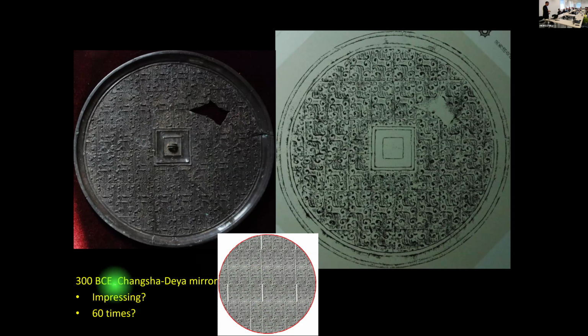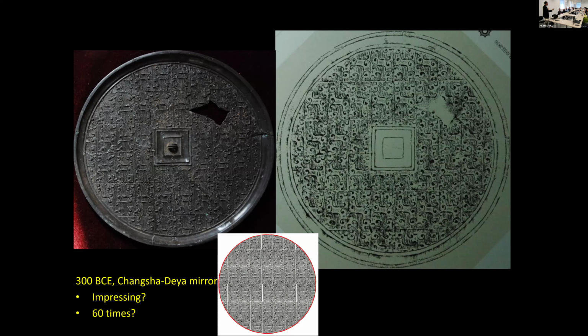This is a mirror, also dating to 300 BCE, from Changsha, Deya Cun. This is the rubbing of this mirror. If you only look at this single mirror, you might argue that they just produce a mold and then use a stamp that looks like this, the rectangular component mold, and stamp on the mold, for example, 60 times, and you can produce a mold like this. This is a very intuitive thought.